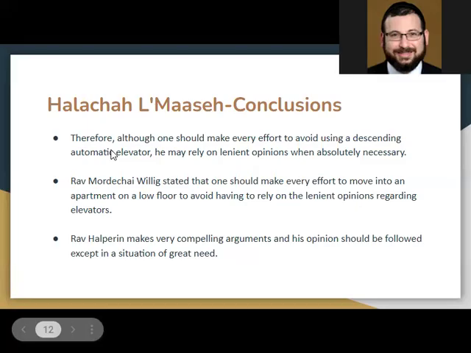Well, the conclusions are it's very difficult to say yay or nay because there are some valid points being made on both sides. So the halachic consensus is as follows. One should make every effort to avoid using a descending automatic elevator. However, one may rely on lenient opinions when it's absolutely necessary. For example, if you're dealing with somebody who's elderly, or has mobility issues, or isn't going to be able to get out of their house unless they rely on a Shabbos elevator, then it's on that point that we rely on the leniencies. But in general, we try to avoid the problem by not getting into it.